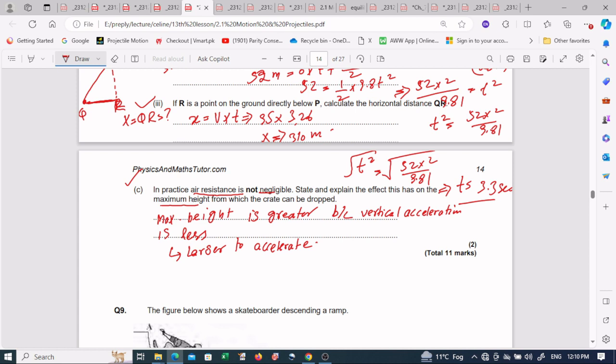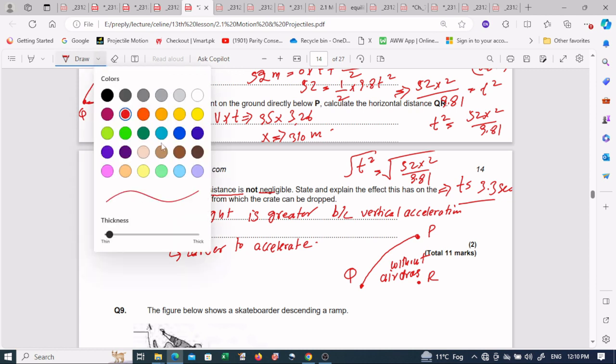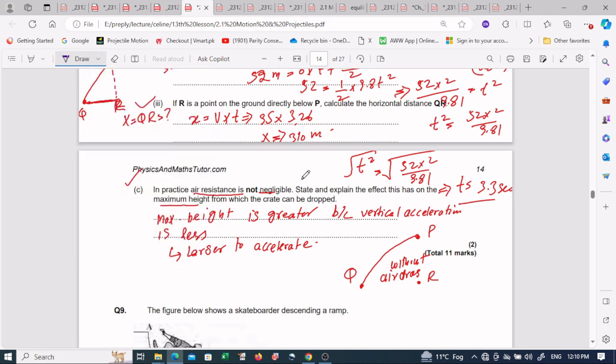As we know, here is the point P, here is the point Q, here is the point R. Now the trajectory of this crate is like this, without air drag or air resistance. This is the original path of the trajectory of this crate. Now, for example, when air resistance is included, I will use a different marker, a blue marker.